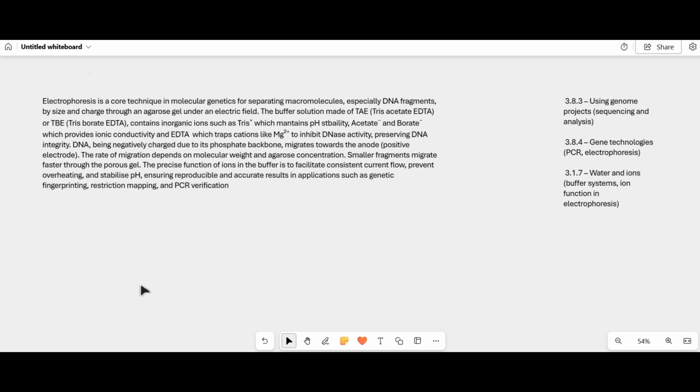Which maintains pH stability. Acetate and borate minus provide ionic conductivity. So that's the reason why it travels through, the acetate and borate. They're going to make that ionic conductivity and that electrical charge so that it can flow through that.